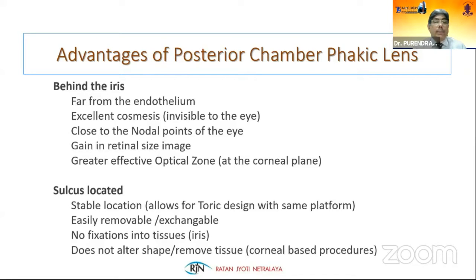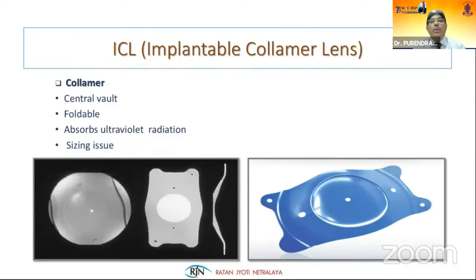Sulcus located IOLs have a stable location and allow for a toric design on the same platform, with less chance of rotation of the lens, and they are easily removable or exchangeable. We will be showing various videos here of how easily the lenses can be exchanged or explanted when required. There is no fixation into the tissues, unlike other lenses, because of the lens material type. There is minimal fibrosis, or hardly any or none at all, and it does not alter the shape or remove tissue, unlike the corneal based procedures which permanently decrease the thickness of the cornea.